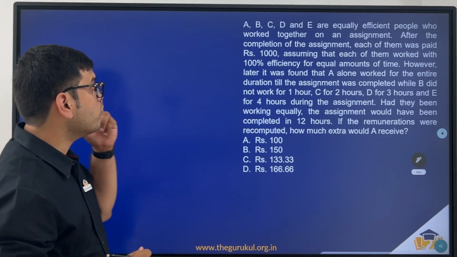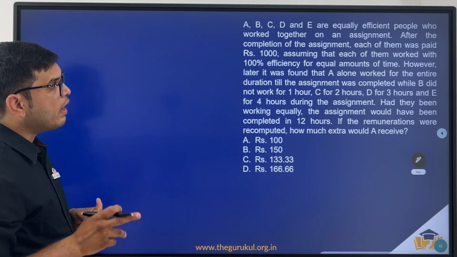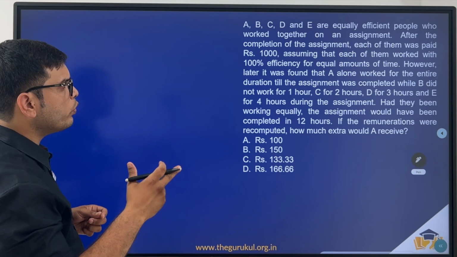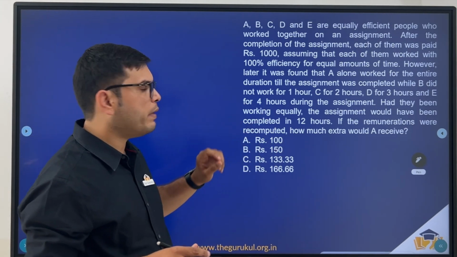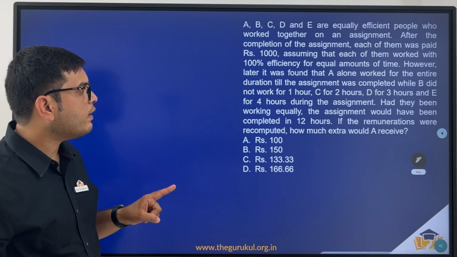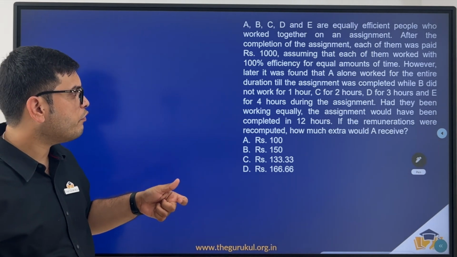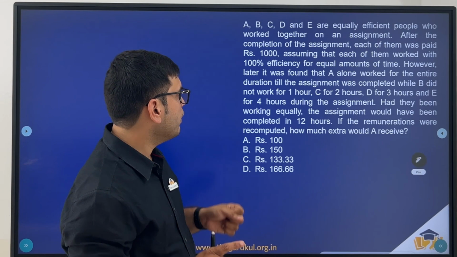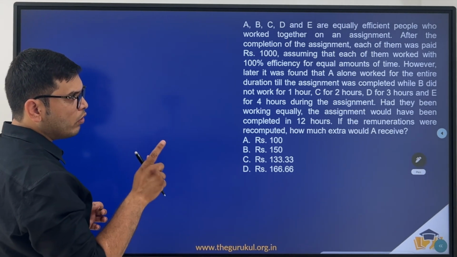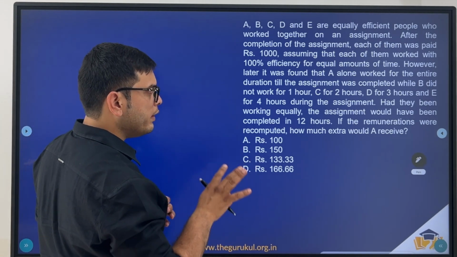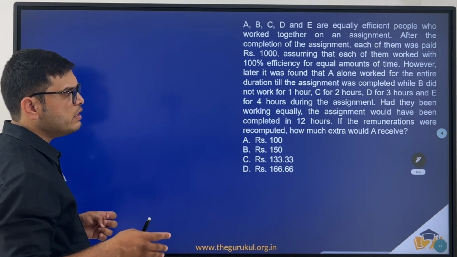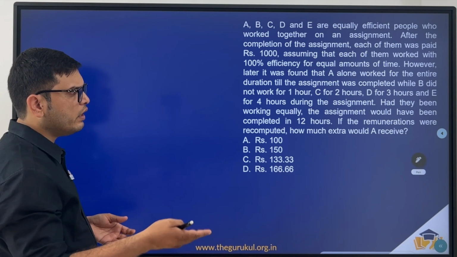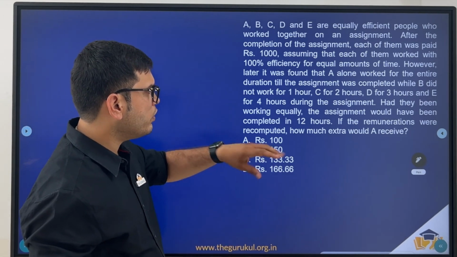Now coming to the second question. A, B, C, D and E are equally efficient people who work together on an assignment. After the completion of the assignment, each of them was paid rupees 1,000, assuming that each of them worked with 100% efficiency for equal amounts of time. However, later it was found that A alone worked for the entire duration till the assignment was completed, while B did not work for 1 hour, C for 2 hours, D did not work for 3 hours, and E did not work for 4 hours during the assignment.